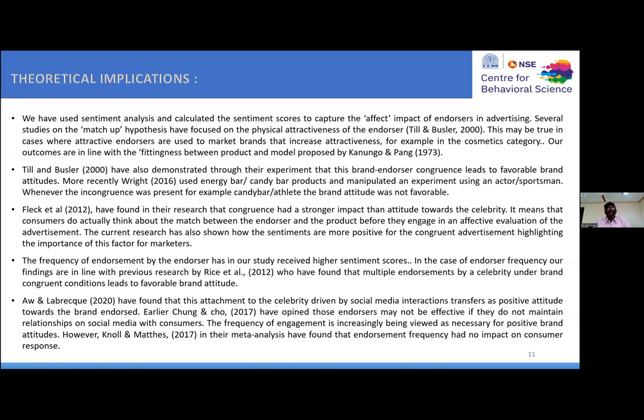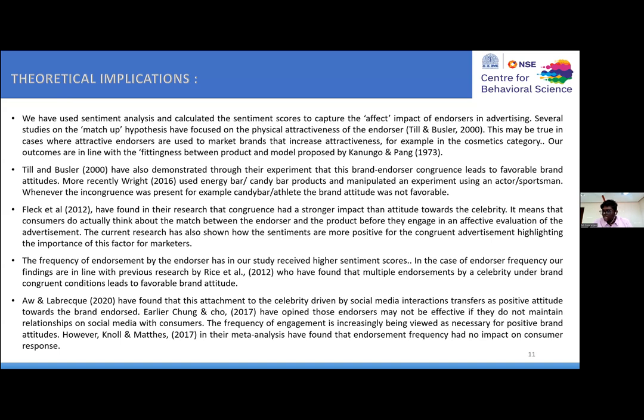Theoretical implications. We have used sentiment analysis and calculated the sentiment score to capture the affective impact of endorsement in advertising. Several studies on the matchup hypothesis have focused on the physical attractiveness of the endorser, such as Till and Busler. This may be true in the case of physical attractiveness, where attractive endorsers are used to market brands that enhance attractiveness, for example, in the cosmetic category.